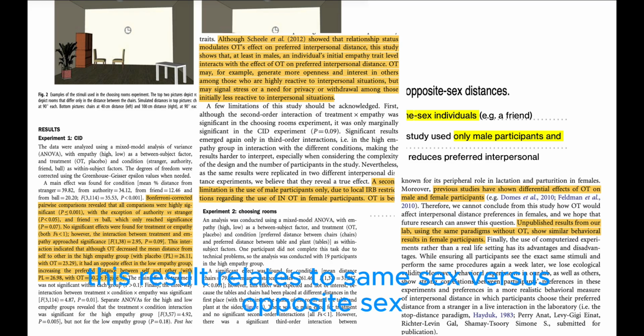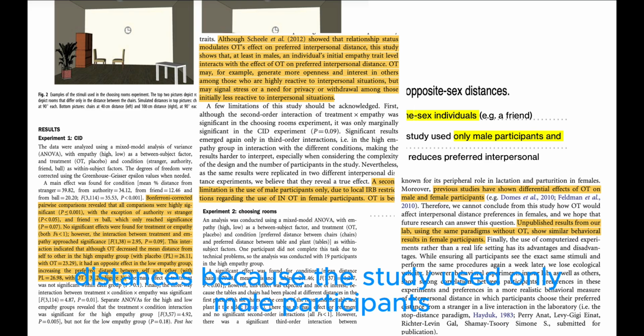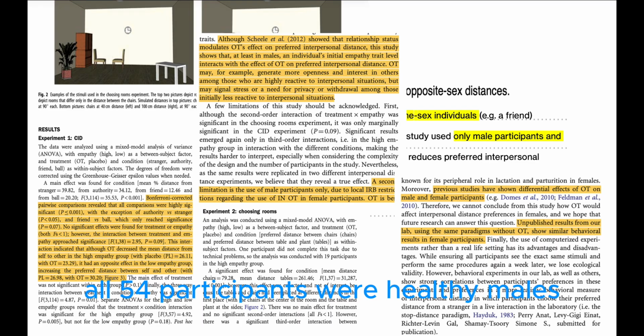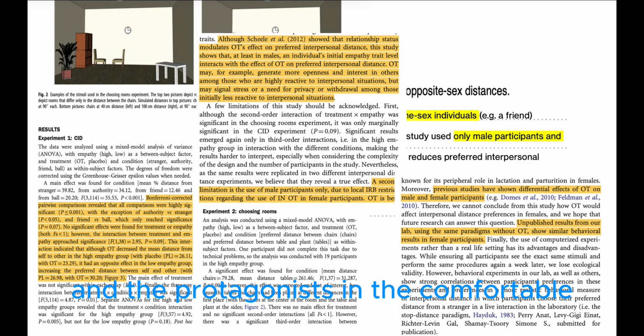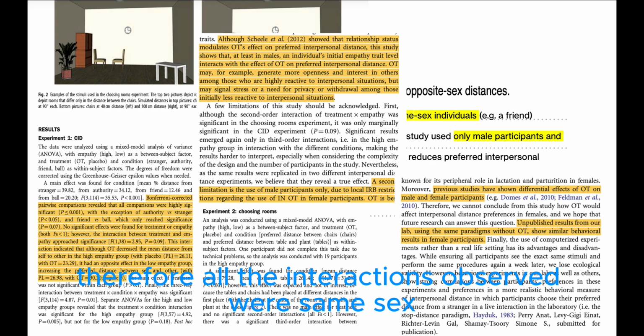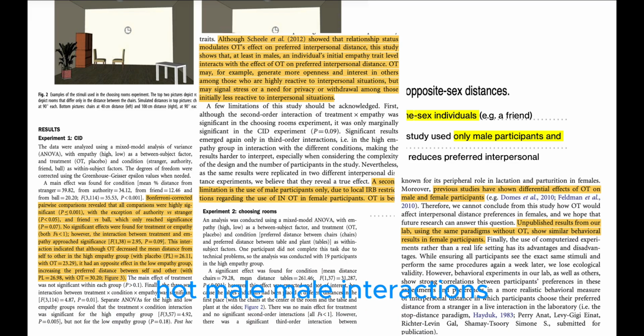This result relates to same-sex versus opposite-sex distances because the study used only male participants and only male animated protagonists. The method section states that all 54 participants were healthy males, and the protagonists in the comfortable interpersonal distance (CID) task and room selection task were all male figures. Therefore, all the interactions observed were same-sex, male-male interactions. The paper itself notes this as a limitation in the discussion.